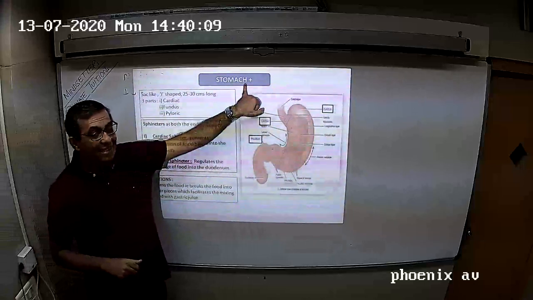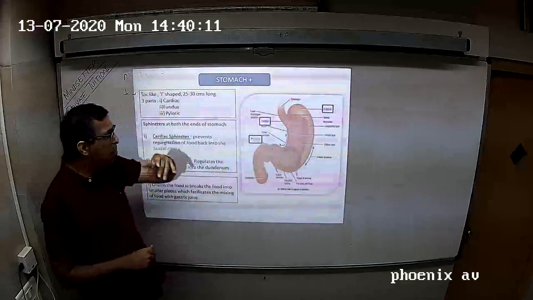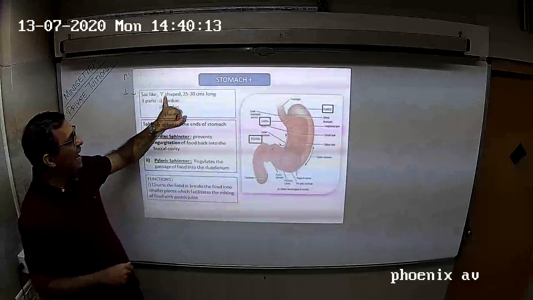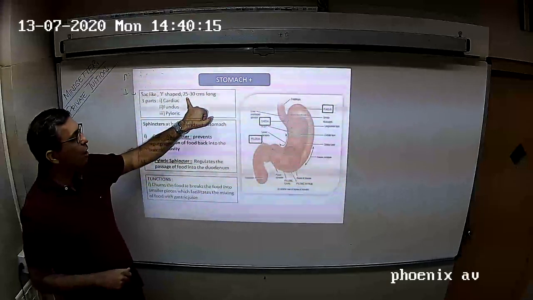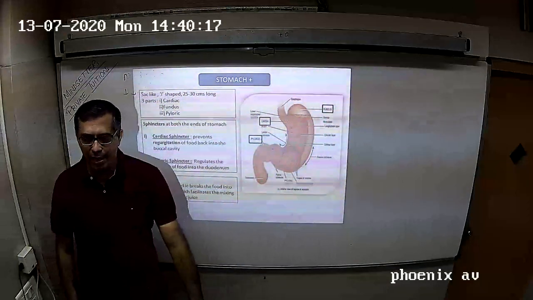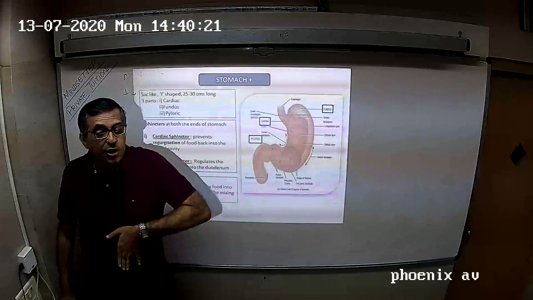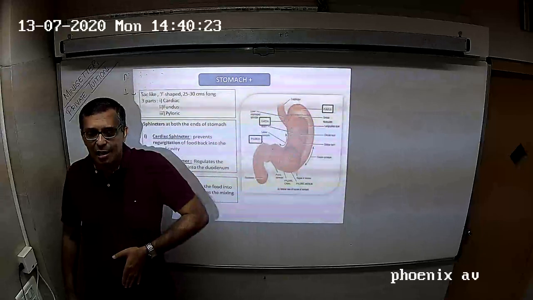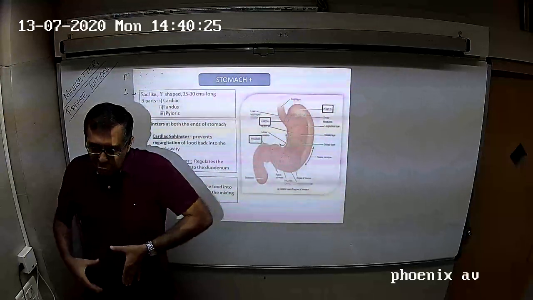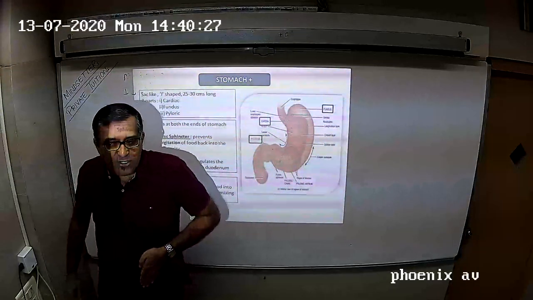Now we have the stomach. The stomach is a sack-like J-shaped structure, 25 to 30 centimeters long, and is situated on the left side.